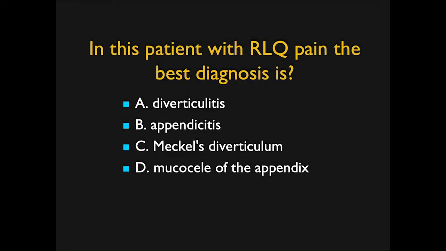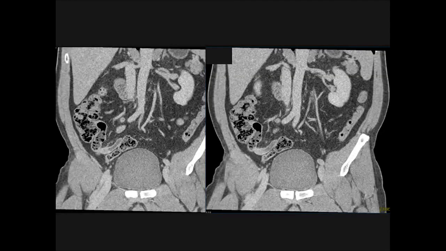This patient has right lower quadrant pain, what's the best diagnosis? When you look at the images, you see a tubular structure in the right lower quadrant, which you know is the appendix. And at first glance, you say appendicitis because it's dilated and maybe there's some stranding. But in the proximal appendix, there's soft tissue. So this is not diverticulitis. I guess you can still consider appendicitis.